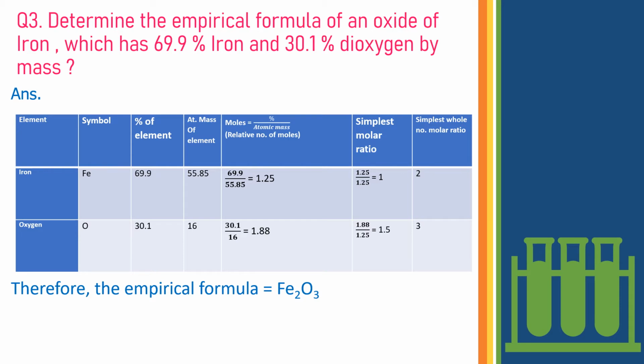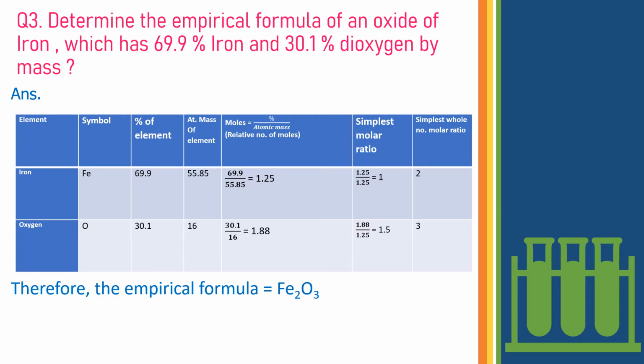Iron and oxygen. The symbol we know: iron is Fe and oxygen is O. The percent of each element given to us is 69.9 for iron and 30.1 for oxygen. Now we know the atomic mass of each element. For iron we can consider it as 56, but let us take 55.85, the accurate mass. For oxygen we can take 16.